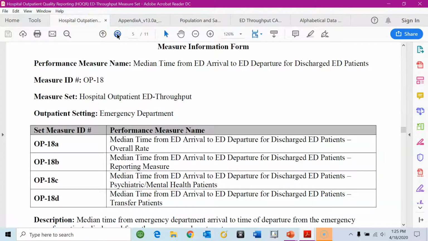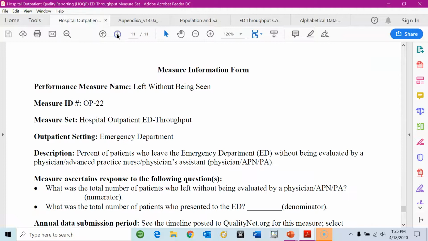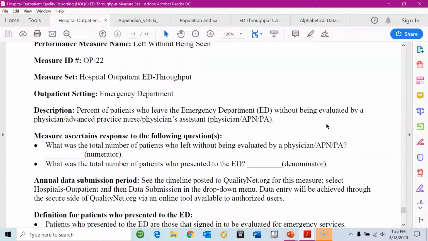Okay, let's go to OP-22. OP-22 is left without being seen. These are patients who leave the emergency department without being evaluated by a physician, an advanced practice nurse, or a physician's assistant.